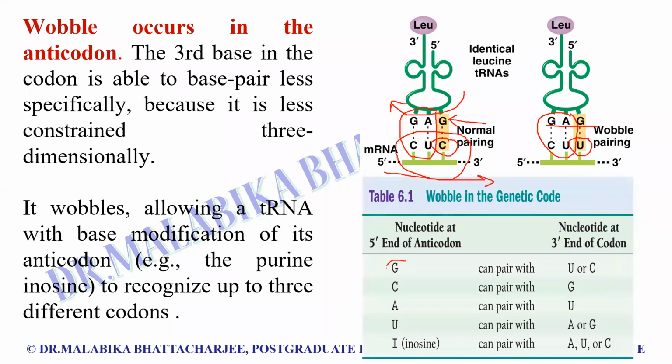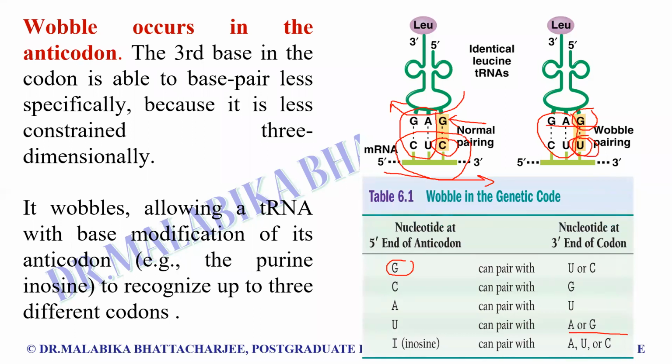When there is a G at the end of the anticodon, it can pair with U or C. If we have C at the 5' end, it can pair with G. If we have an A at the 5' end of the anticodon, it can pair with U. Again, if we have a U at the 5' end of an anticodon, it can pair with A or G. Just remember the orientation and the direction. This is the 5' end of the anticodon, and this is the 3' end of the codon.